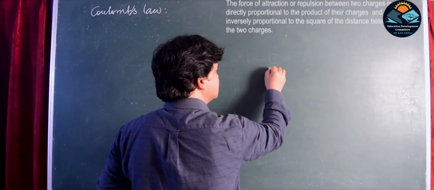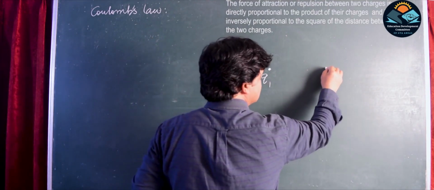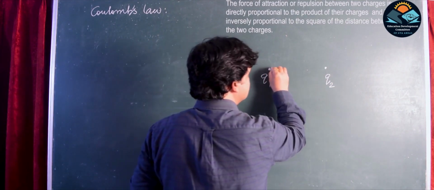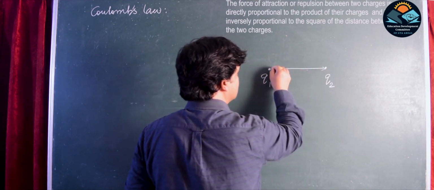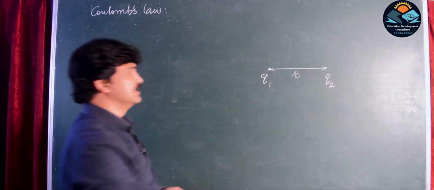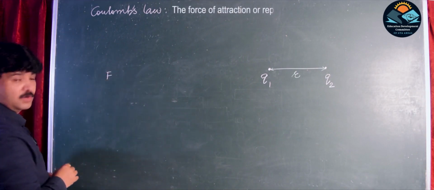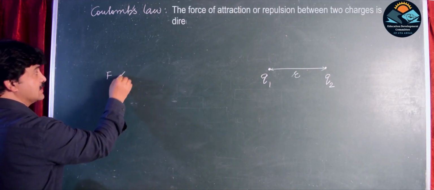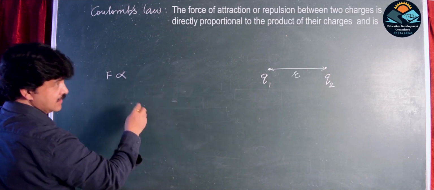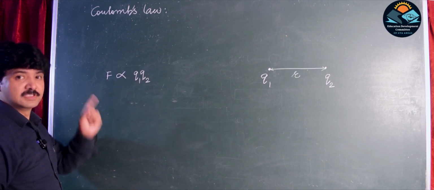So let us assume that this is a point charge Q1 and this is another point charge Q2, and the distance between the two charges is, let's say, R. So R is the distance. According to Coulomb's law, the force of attraction or repulsion between the two charges is directly proportional to the product of the charges, isn't it? So what is the product of the charges out there? Q1 into Q2. So this is the first part of Coulomb's law.